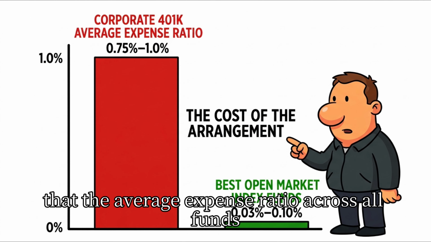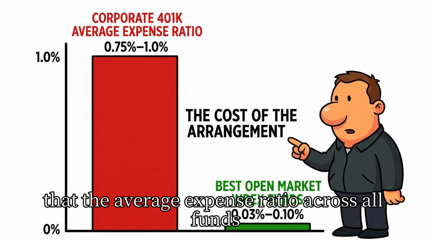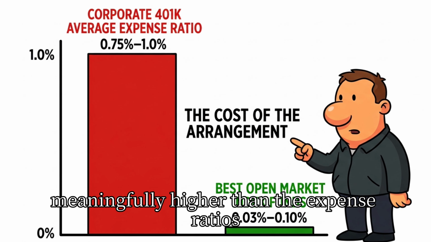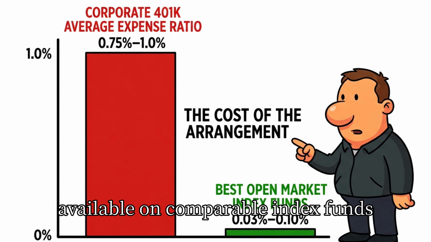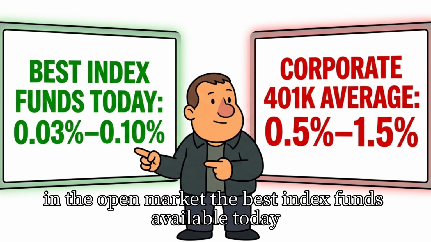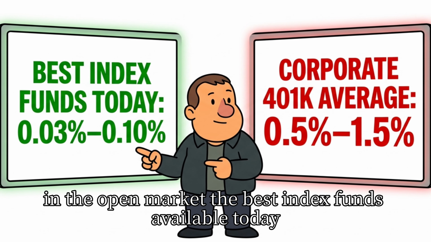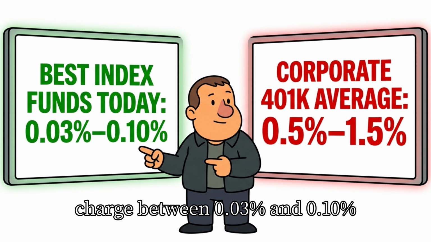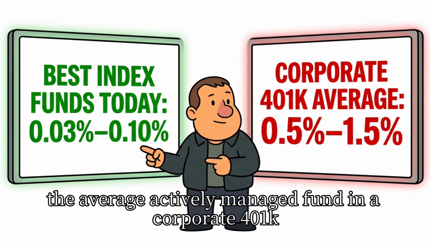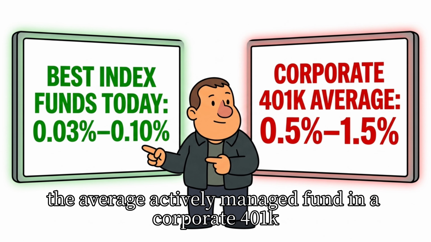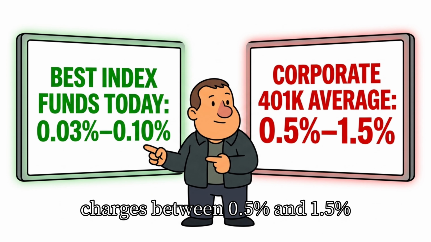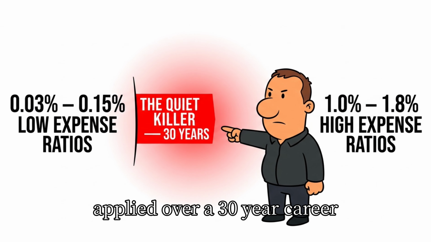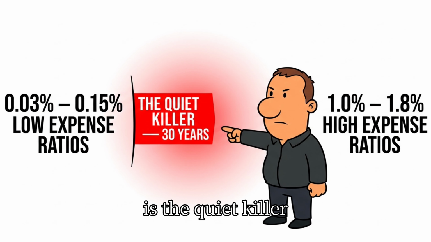The result is that the average expense ratio across all funds in corporate 401k plans sits meaningfully higher than the expense ratios available on comparable index funds in the open market. The best index funds available today charge between 0.03% and 0.10%. The average actively managed fund in a corporate 401k charges between 0.5% and 1.5%. The difference between those two numbers applied over a 30-year career is the quiet killer.